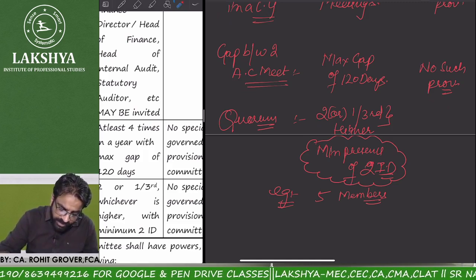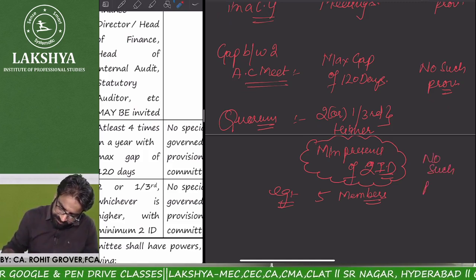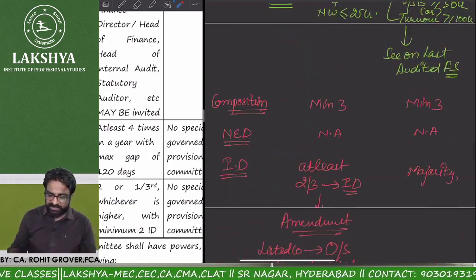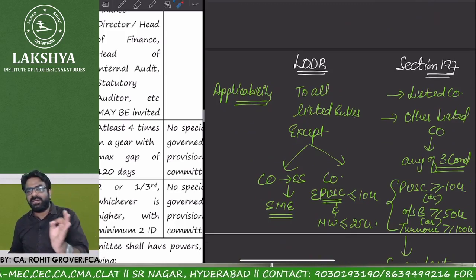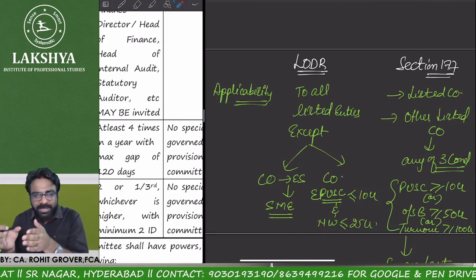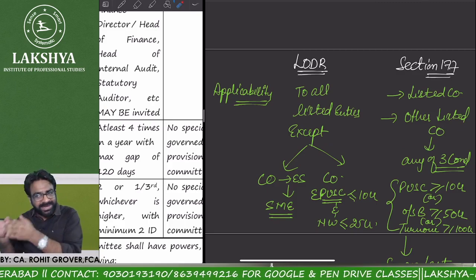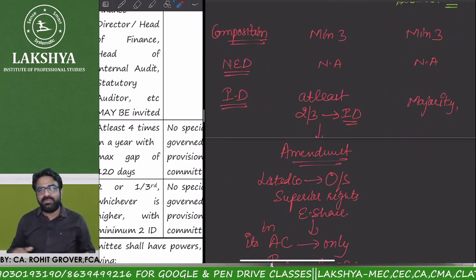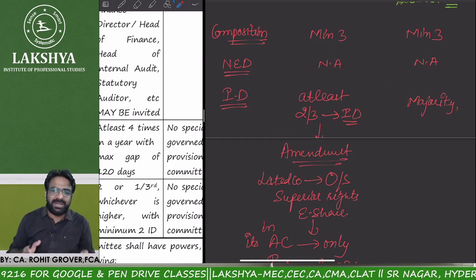But when it comes to the Companies Act, no such provision. So this is what brings an end to the differences between audit committee as per LODR and audit committee as per section 177, where we understood the applicability, to whom it is applicable, to whom it is not applicable. Then we understood composition. Then we understood how many non-executive directors are required. Then we understood how many independent directors are required.